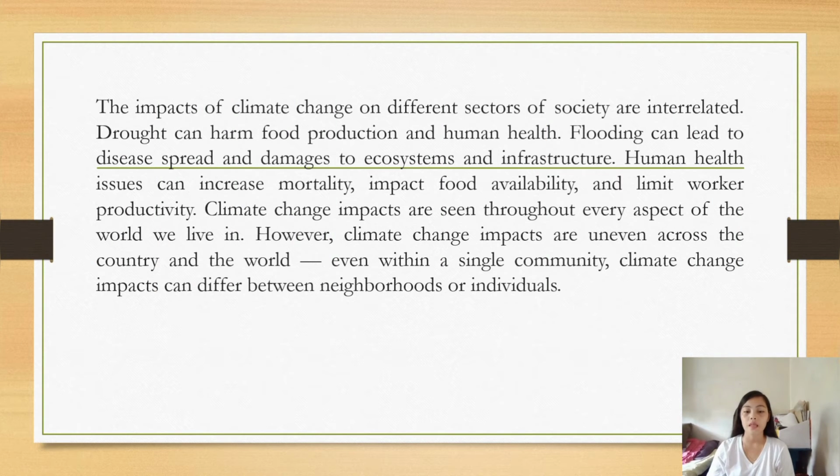In conclusion, the impacts of climate change on different sectors of society are interrelated. Drought can harm food production and human health. Flooding can lead to disease spread and damages to ecosystems and infrastructure. Human health issues can increase mortality, impact food availability, and limit worker productivity. Climate change impacts are seen throughout every aspect of the world we live in. However, climate change impacts are uneven across the country and the world. Even within a single community, climate change impacts can differ between neighborhoods or individuals.